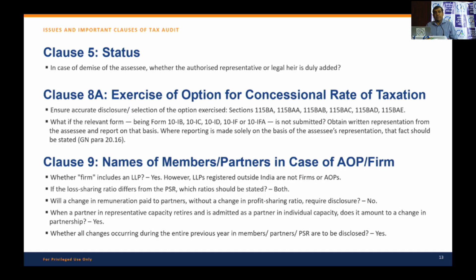Now, change in members or change in partners. A typical example could be that a person earlier was representing in the authorized representative capacity, and now he actually becomes the partner. Whether that will be reported? Yes, because under both situations the status was different for that individual. Therefore, even those changes will have to be reported.